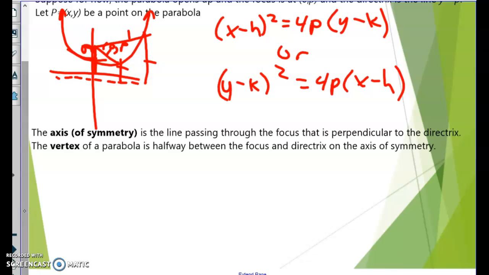The axis of symmetry is the line that passes through the focus and is perpendicular to the directrix. The vertex of a parabola is halfway between the focus and directrix. That's why the distance in both directions from that is d, or p as we used in there.